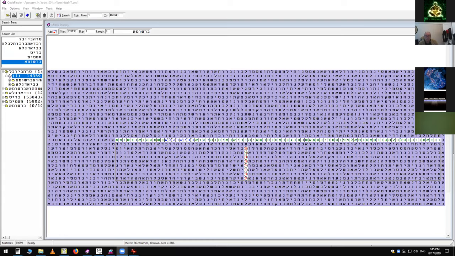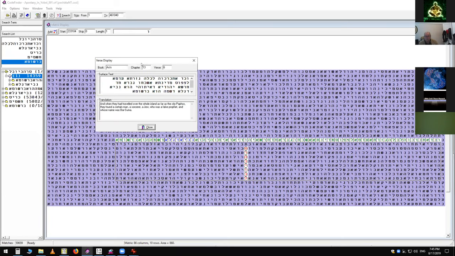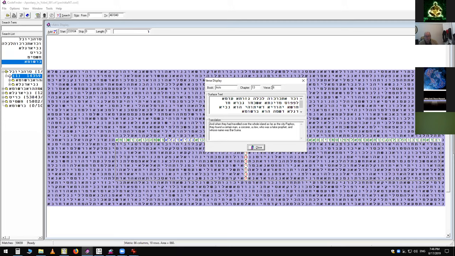Okay, here's Brother Doug's access term, apostasy in Yobel. Okay, this line here is from Acts 13:6, and when they had traveled over the whole island as far as the city Paphos, they found a certain man, a sorcerer, a Jew, who was a false prophet, and whose name was Barsuma. Okay, Barsuma is a picture of the false prophet. It's in 2 Thessalonians chapter 2, verse 3.